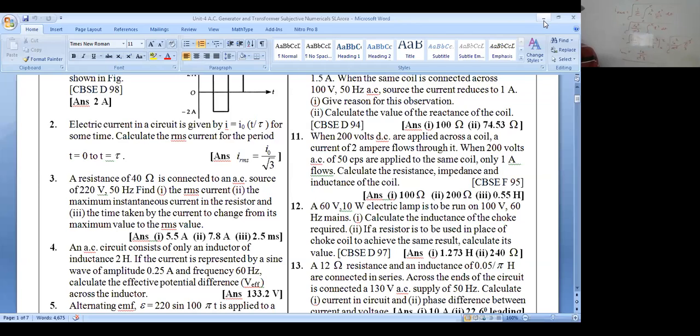Got it? You can easily solve like this. Okay? Any doubt in this question? The first question was easier, this is also easy. But if you do not integrate like this, you can't solve it.